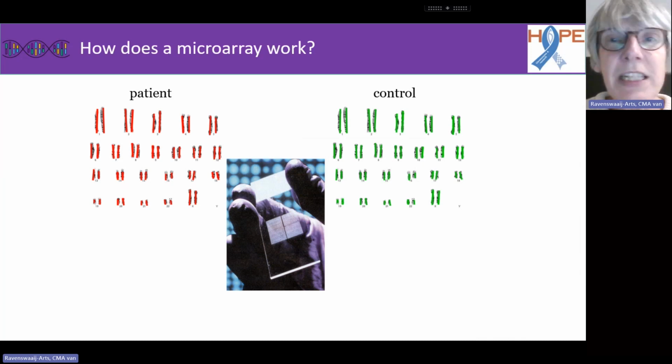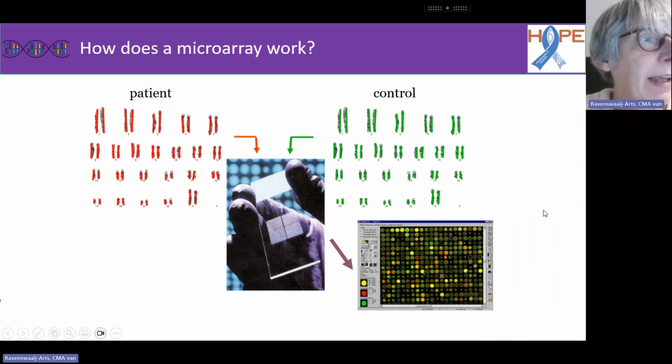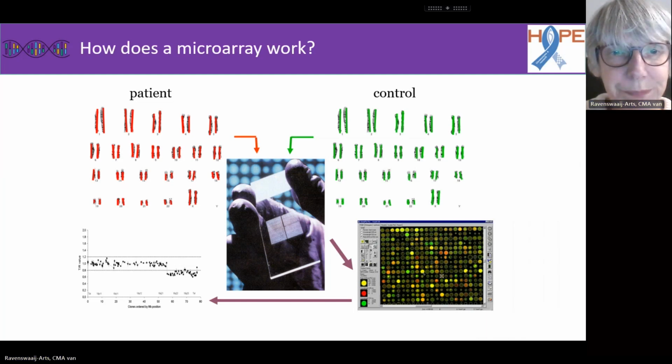Now, DNA is a very sticky substance and it is able to recognize itself. So the DNA of the patient and the DNA of the control want to stick to the DNA in the spots. And for each spot, we know where it belongs on the chromosome. So we can measure the amount of red and green DNA in each spot, and then we calculate how much DNA there is of the patient compared to the control.